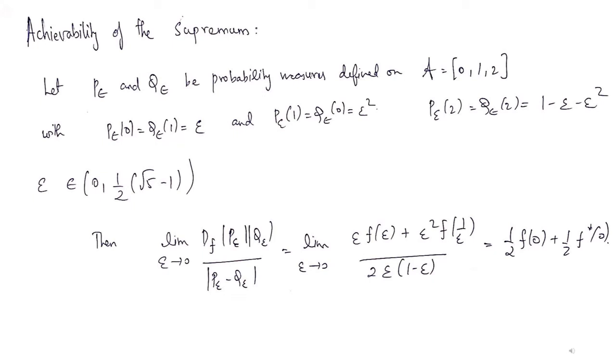This is because P epsilon of 2, which corresponds to 1 minus epsilon square, should be between 0 and 1, and 1 by 2 into root of 5 minus 1 by 2 is the positive root of the equation. So now let us derive the bound. Taking the limit as epsilon tends to 0 of the ratio between the f divergence and the total variation distance of P epsilon and Q epsilon, we get the limit of epsilon f of epsilon plus epsilon square f of 1 by epsilon, over 2 epsilon into 1 minus epsilon. With simple algebra, this corresponds to 1 by 2 into f of 0 plus 1 by 2 f star of 0.